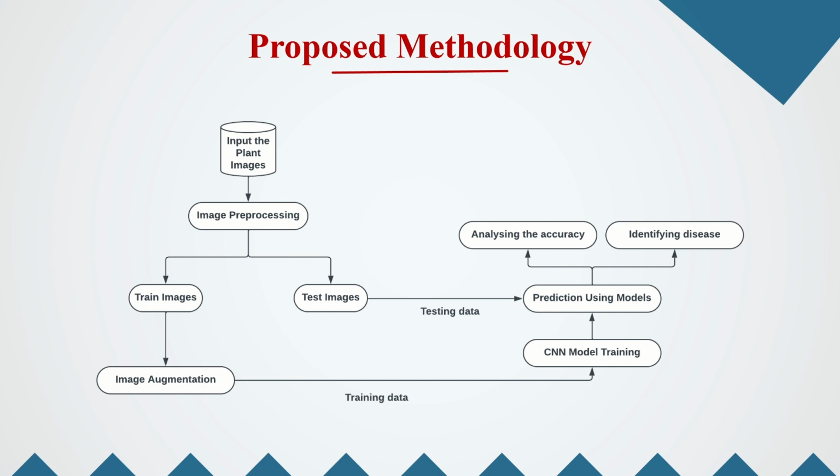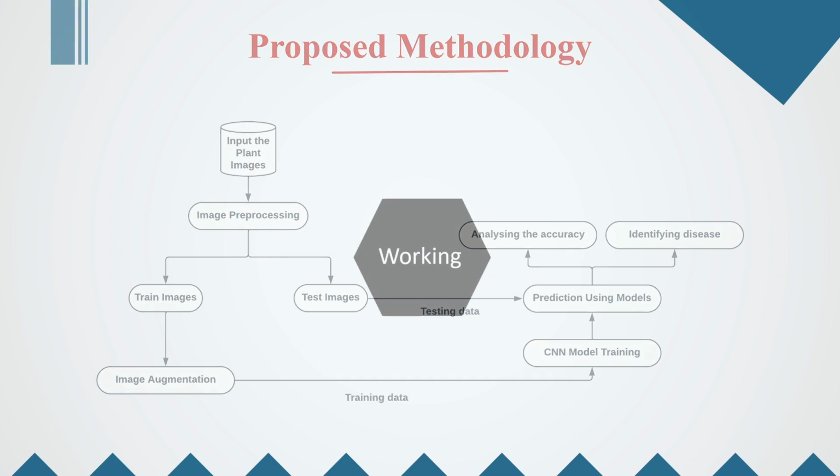These images will be pre-processed and split into training images as well as testing images. The training images will go through image augmentation. After this, the images will be given to the CNN model training, in which the model will be trained with the help of the train images, and after that the prediction of the images will be done using the trained models.